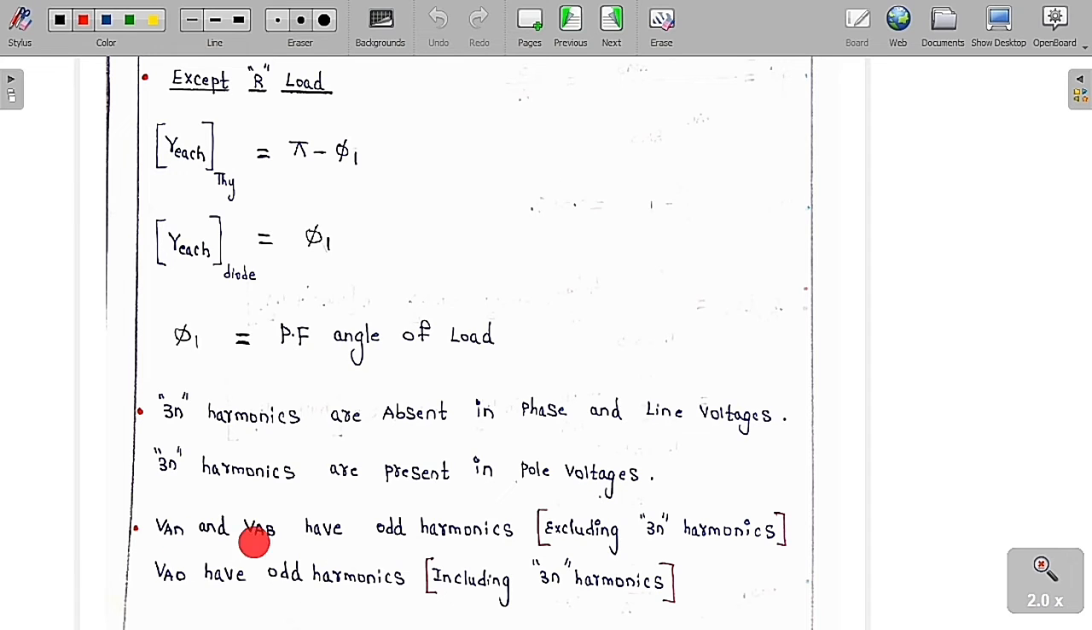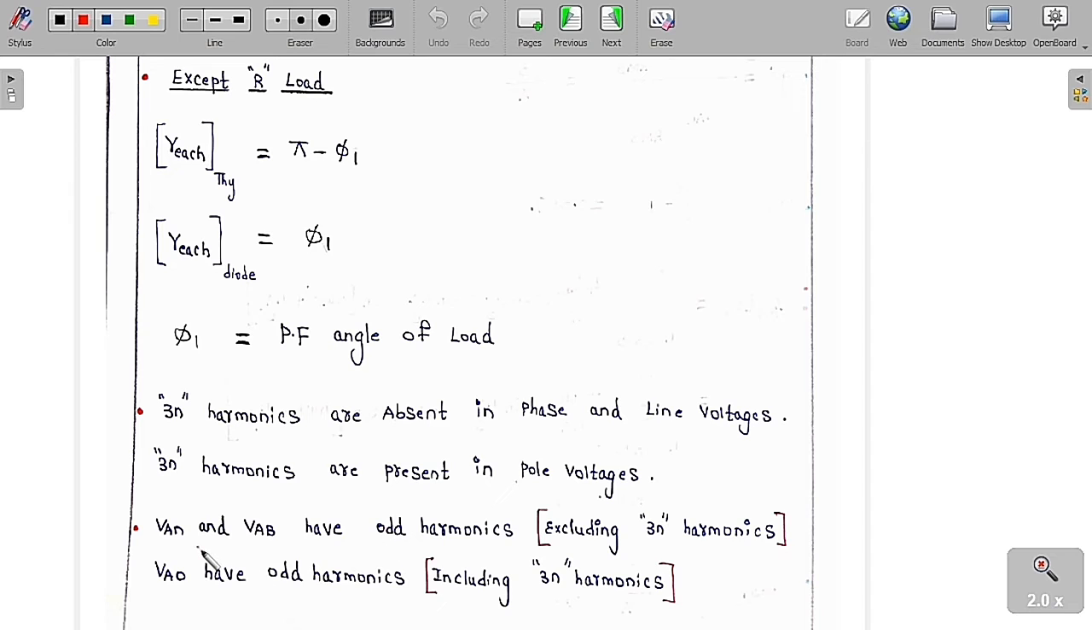So VAN and VBN have odd harmonics, excluding 3N harmonics. V0 has odd harmonics, including 3N harmonics. Means here I am simply going to report that the phase voltage and line voltage are basically not going to have any 3N odd harmonics, whereas the pole voltage is going to have the 3N harmonics.